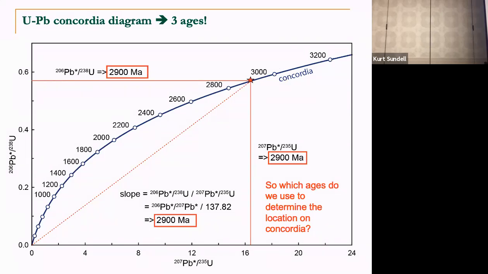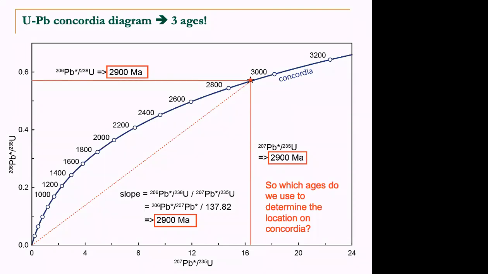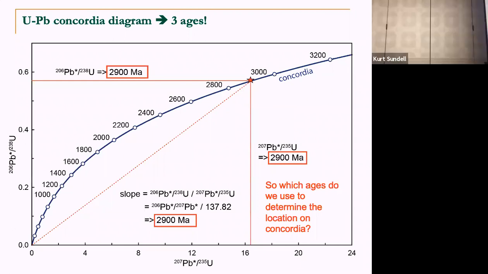What's the slope of the line? Rise over run. Everyone's taken math. So rise 206/238 over run 207/235. We rearrange this just slightly and we end up with what? Uranium-238 over uranium-235. We know that ratio, remember? 137.82. Plug that on in and we can solve for our H.